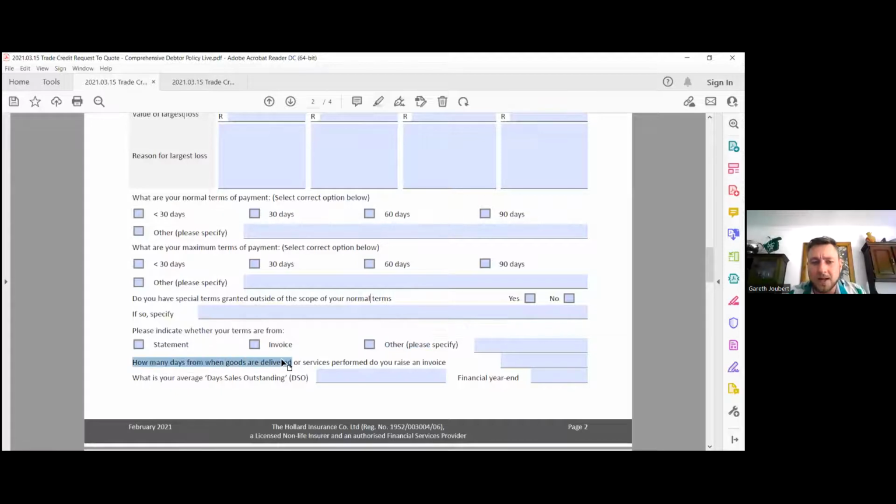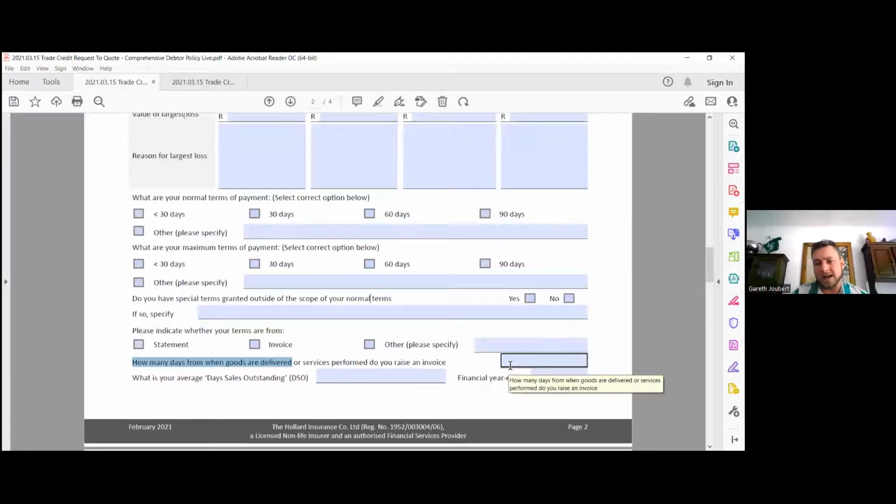And then how many days from when the goods are delivered do you raise an invoice? That's quite important because the policy runs on a goods delivered, services rendered basis. So if you've got cover on the 22nd of March and you deliver goods on the 22nd of March, that's covered, right? We would like to know that you're going to be invoicing that by the end of March. We normally give it about 60 days, more preferably 30 days, but up to about 60 days to issue an invoice. It's not ideal, but it can happen.